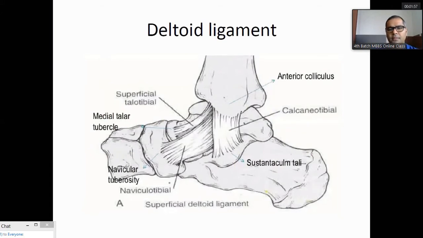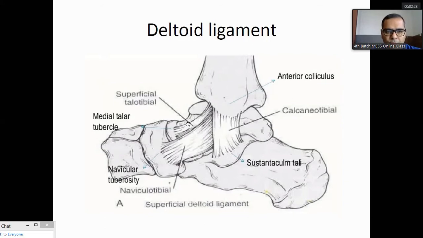There are ligaments. This joint is stabilized by the ligaments that are mostly on the medial side and the lateral side. The medial side ligament is also known as the deltoid ligament. It has different parts. The superficial talotibial ligament. All three bones on the medial side have attachment with the medial aspect of the distal tibia. This is the medial malleolus.